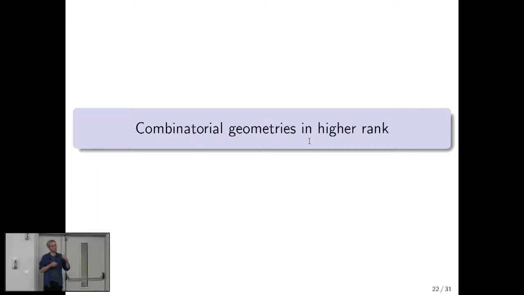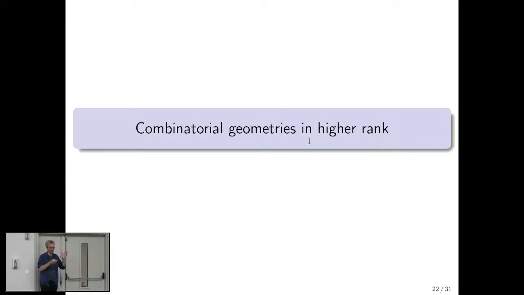So I think I have roughly 10 minutes, so that's good. I'm arriving to my last part. So now I would like to explain, which was in some sense our motivation, and it is still our ongoing work, how to use this point of view to define random combinatorial geometries arising in higher rank.